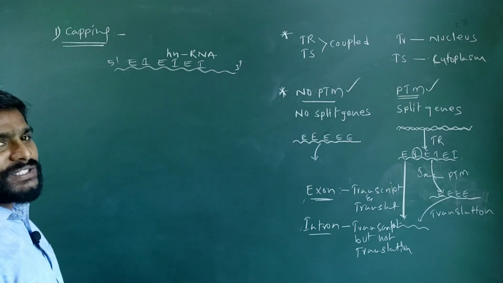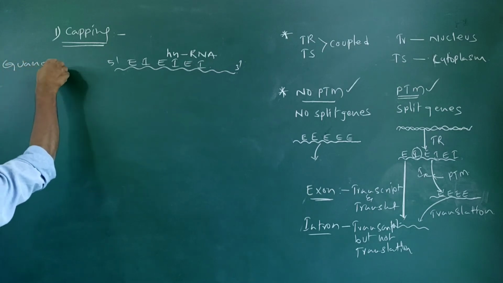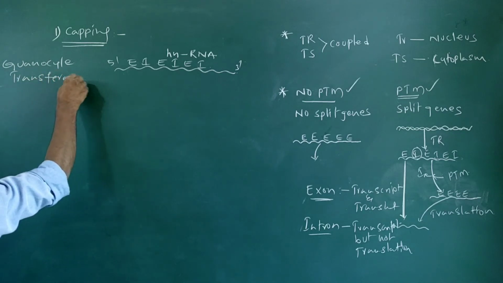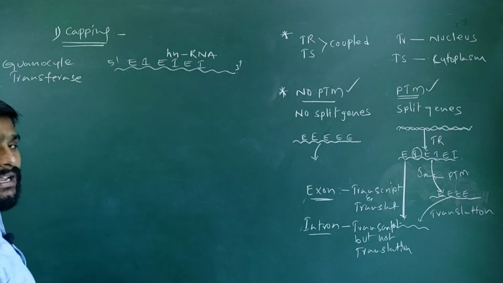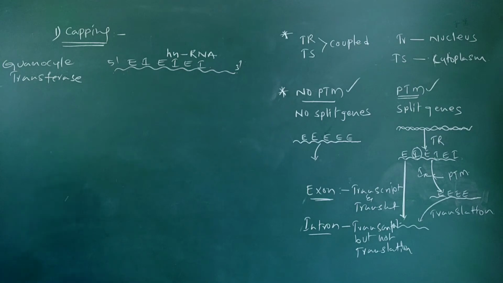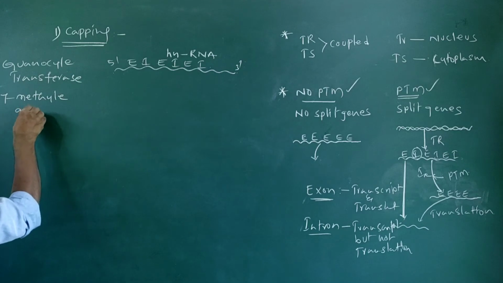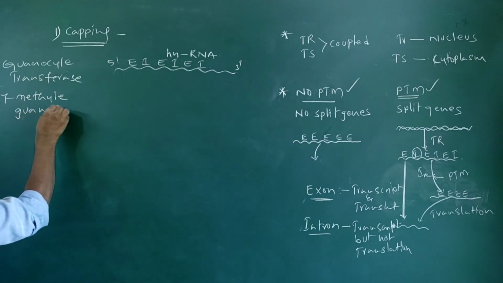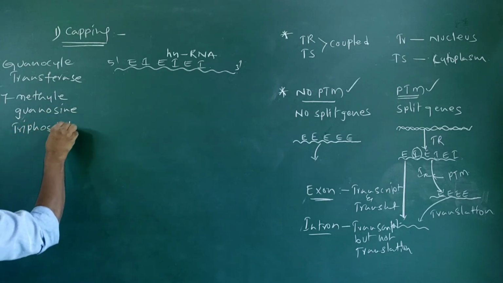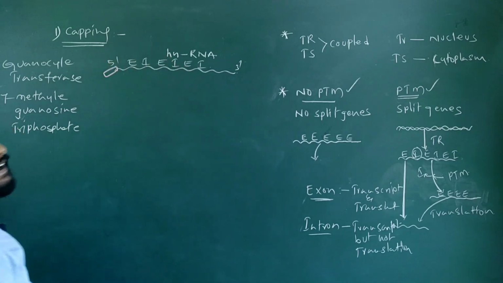During this capping procedure, an enzyme called guanosyl transferase. What is the name of the enzyme? Guanosyl transferase, which adds an unusual nucleotide to this 5' end of hnRNA, that is 7-methyl guanosine triphosphate, to this 5' end of the primary RNA transcript.